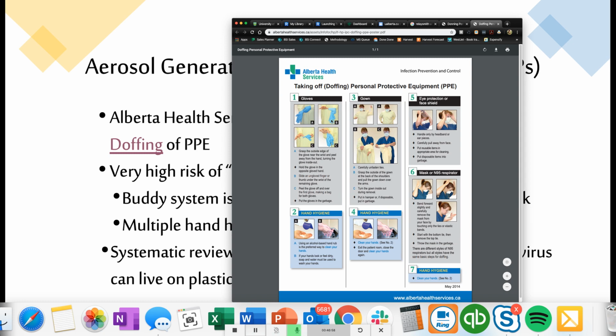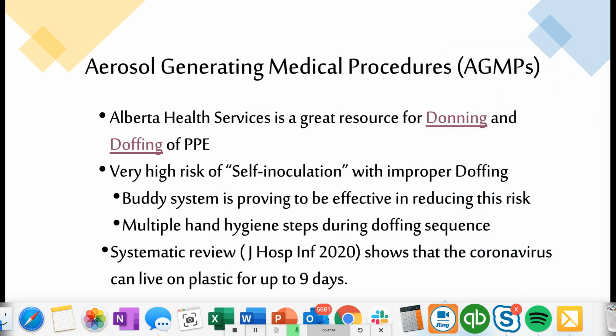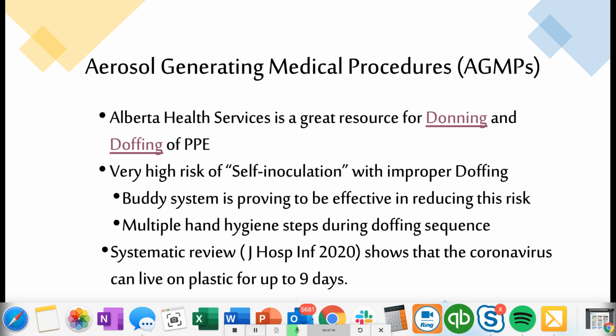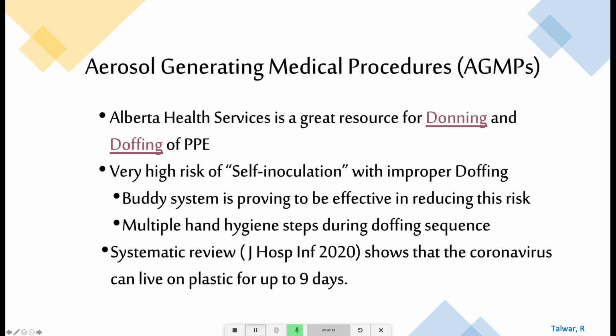Right here, taking off the PPE: gloves, hand hygiene, gowns, hand hygiene, eye protection, face shields, masks, hand hygiene. So you can print these out and have them laminated in your operatories if that helps you out. I would highly recommend it. We definitely have those at Contours. The highest risk of self-inoculation is still improper removal of PPE.